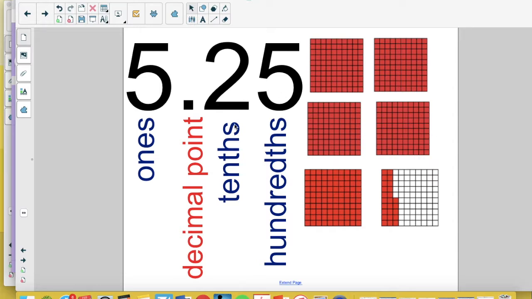But then I have 25 hundredths. Every single shape contains 100 little squares. In this shape, 25 are shaded out of 100 to represent the 25 hundredths. Every row is 10, so I could count up 10, 20, 30, 40, 50, 60, 70, 80, 90, 100 to get my hundred. So one row is 10, and I have 2 shaded, which represents my 2 tenths. This next row only has 5 shaded, and remember there's 100 in all, so this is just 5 hundredths. So this model is my 5 and 25 hundredths.